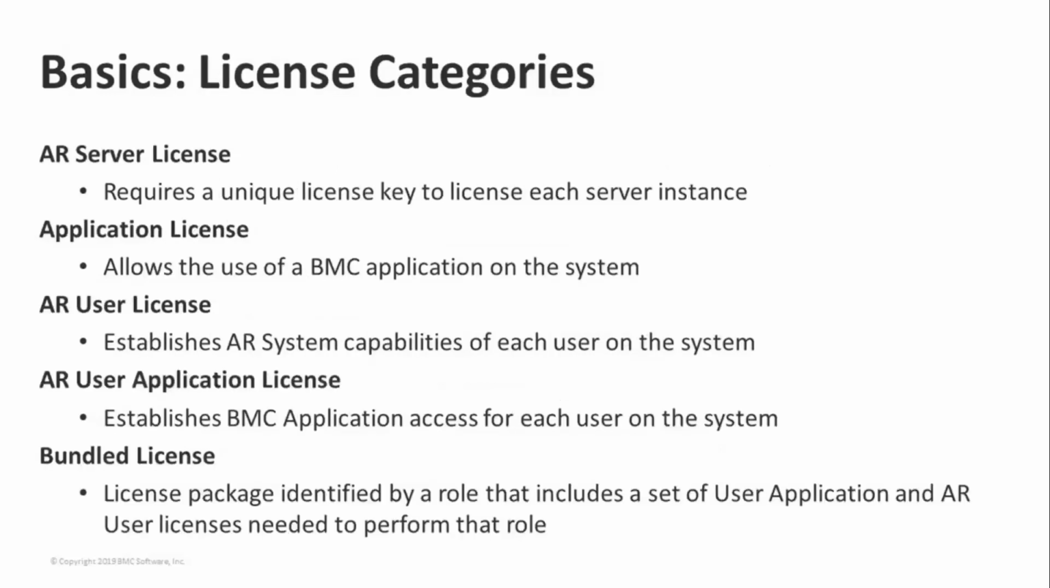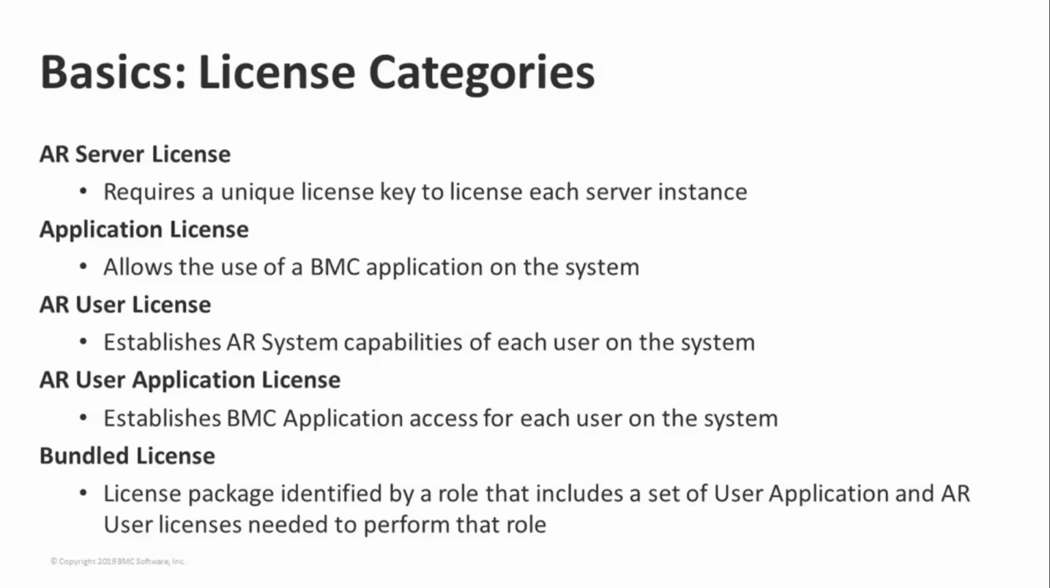Okay, so let's talk about some of the license categories. At the highest level, we've got the AR server license, which, again, is the one that requires the license key for each server instance. Then there's the application license, which is the overall application license that allows a BMC application to run on the system. There's a level of AR user license, which is the platform level, and it establishes the capabilities that each user has on the system.